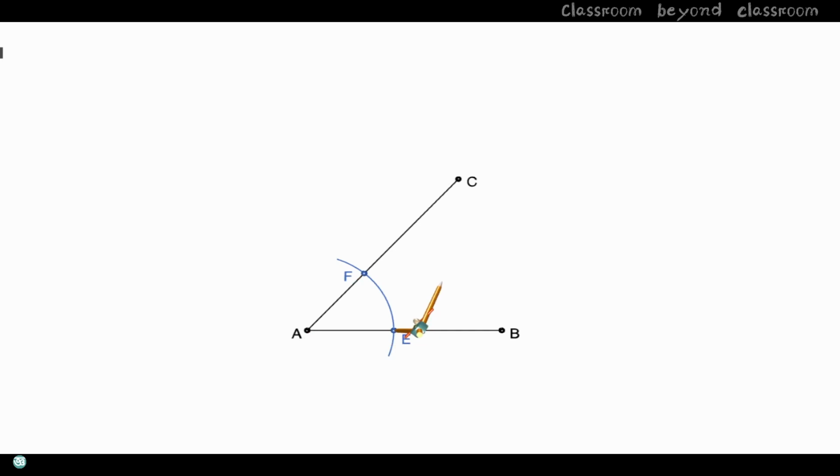Now taking E as the center, and any radius you can take, but that radius should be more than half of distance EF. So let us draw an arc taking E as the center at the middle of the point C and B, and now taking F as the center, taking same radius as the previous one, draw another arc to cut the previous arc at a point. Suppose the point of intersection is G.